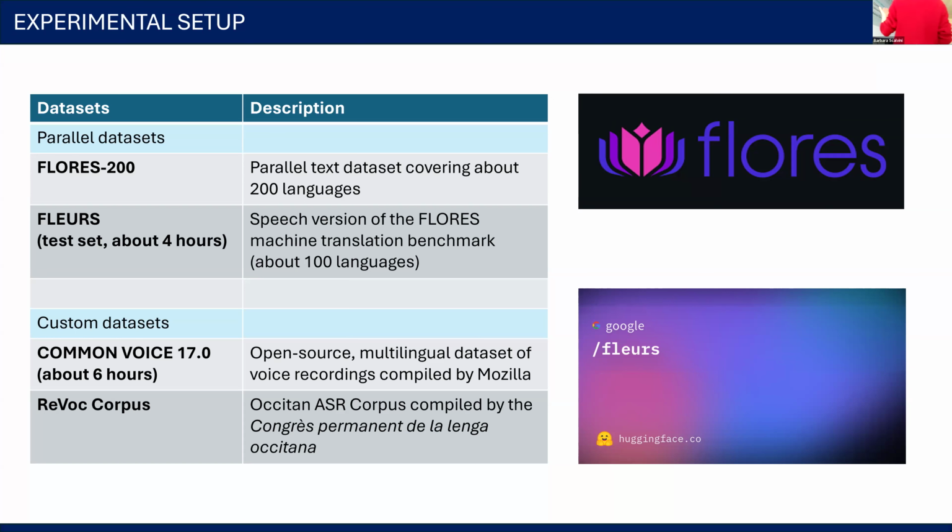Then we also use some non-parallel dataset. Non-parallel means that it does not contain the same sentences, and we mostly do this to explore what is the effect of having the same dataset or not. And for that, we use Common Voice for the languages in our study, but for Occitan we didn't find many hours in Common Voice, unfortunately, so we use this dataset that is compiled by the Permanent Congress of the Occitan language.